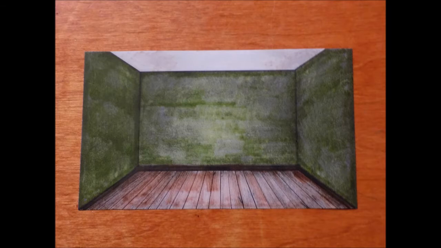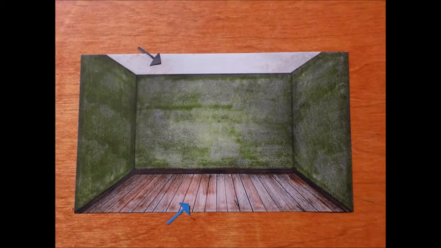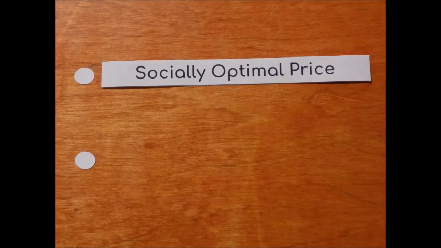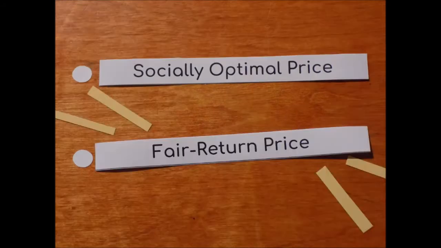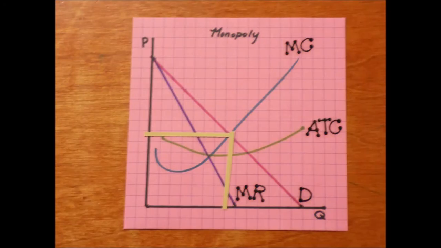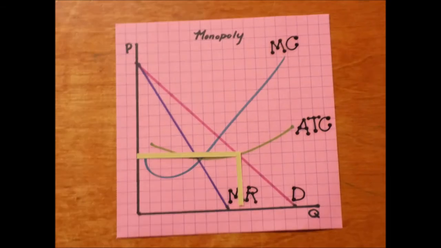To combat this, the government may step in and regulate a monopoly. You may have seen regulation in the form of price ceilings or price floors, but monopoly prices are regulated by setting either a socially optimal price or a fair return price. A socially optimal price is set where the marginal cost meets demand, ideally leaving the company some profit. Fair return price is where the ATC meets the demand, leaving just enough cash to get by.